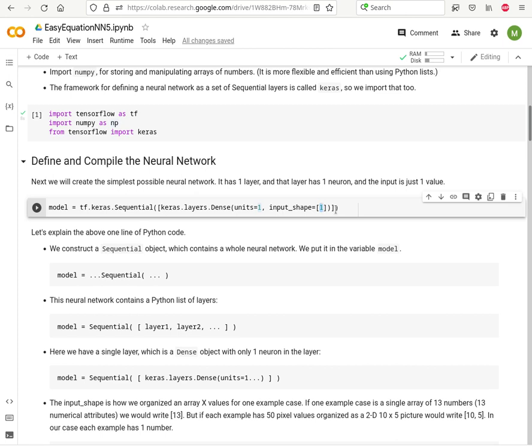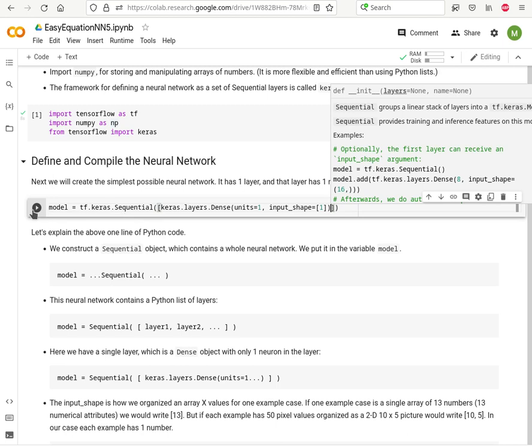So the input shape are the features. The last thing to notice here is that this is a list. This is a Python list containing one thing with an input shape in units. A neural network with several layers will have a longer list. So this would be the first layer, and then there'd be a comma over here, and then there'd be a second layer like that.